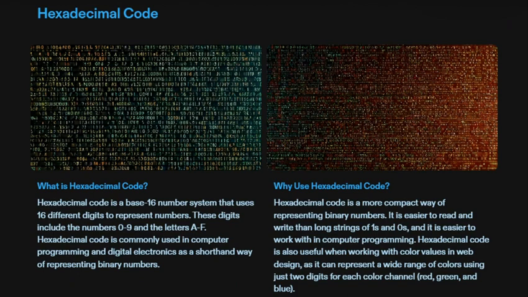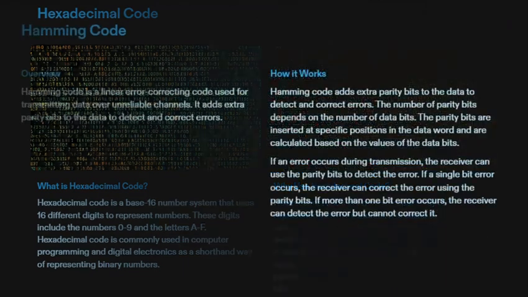So why do we use hexadecimal code? Hexadecimal code is a more compact way of representing binary numbers. It is easier to read and write than long strings of ones and zeros, and it's easier to work with in computer programming. Hexadecimal code is also useful when working with color values in web design, as it can represent a wide range of colors using just 2 digits for each color channel: red, green, and blue.